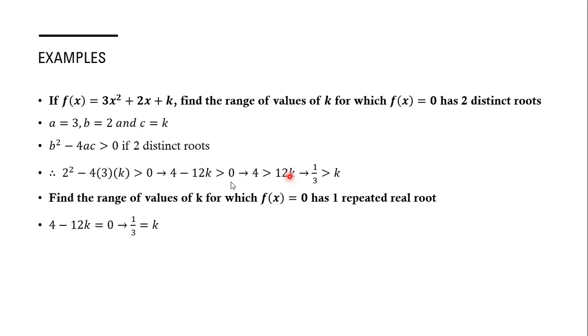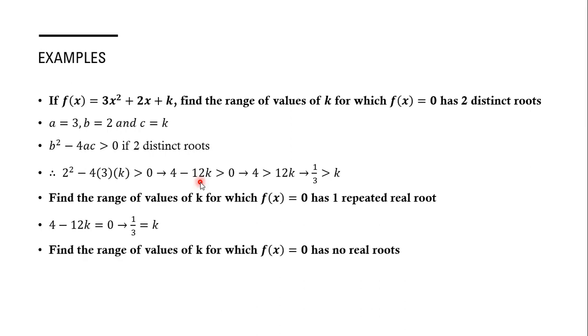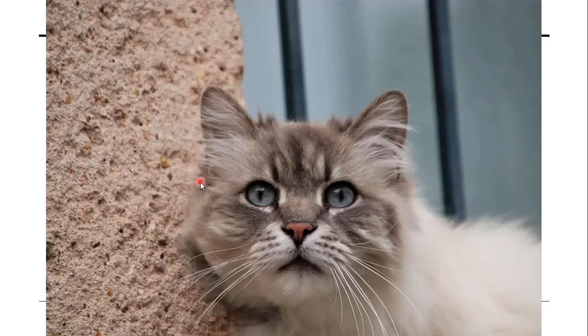So we found the discriminant before was 4 minus 12k. So we can start with that. 4 minus 12k, but this time equals 0 rather than more than 0 because we want one repeated real root. And that rearranges to get 1/3 equals k. And then for this one, again, discriminant 4 minus 12k, but we want no real roots, so we want it to be less than 0, so 1/3 is less than k. Cat.